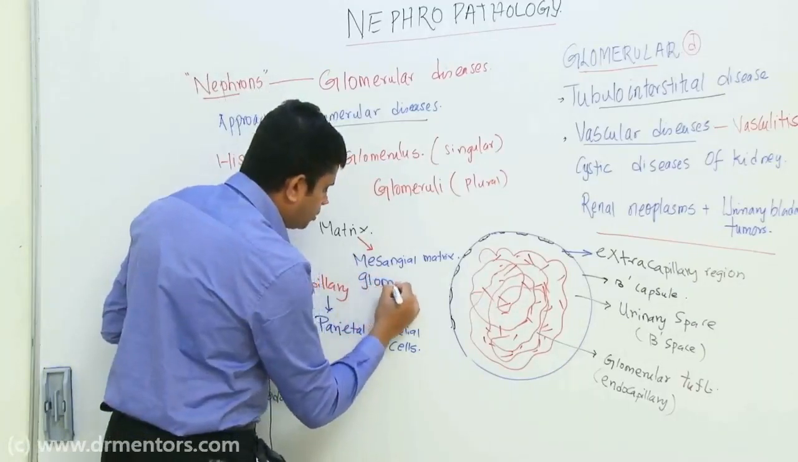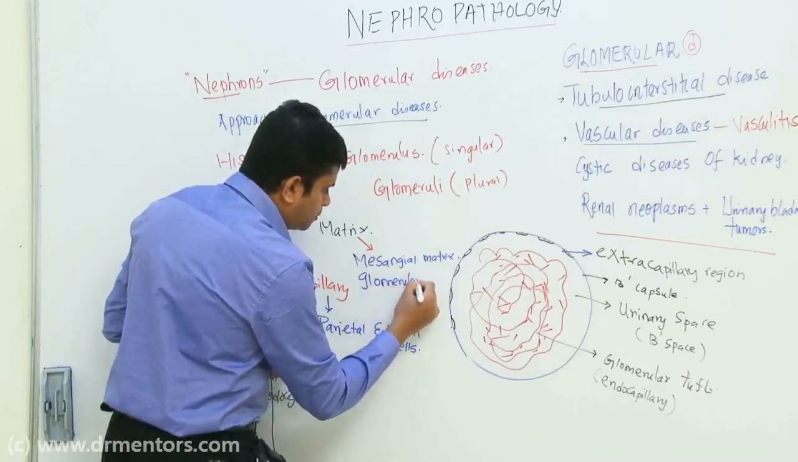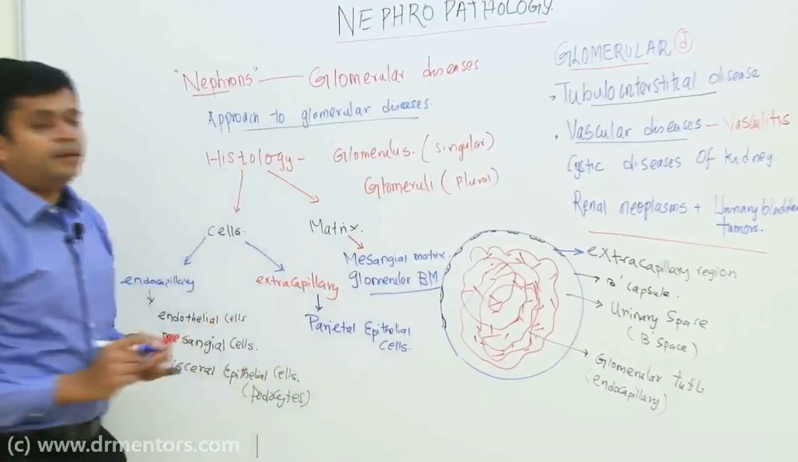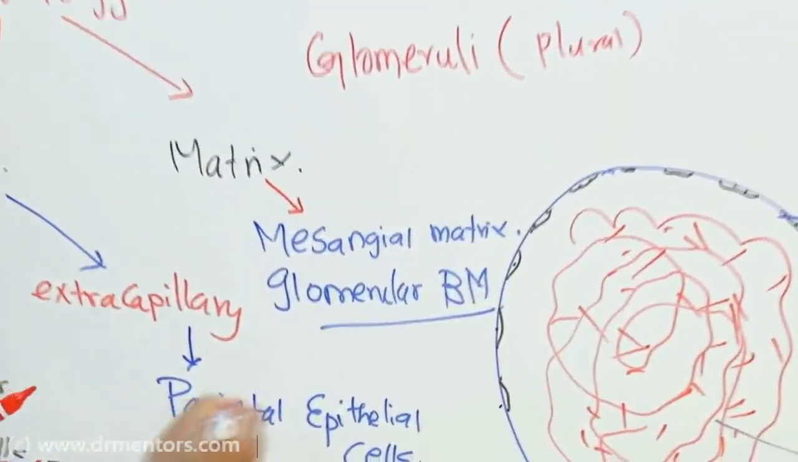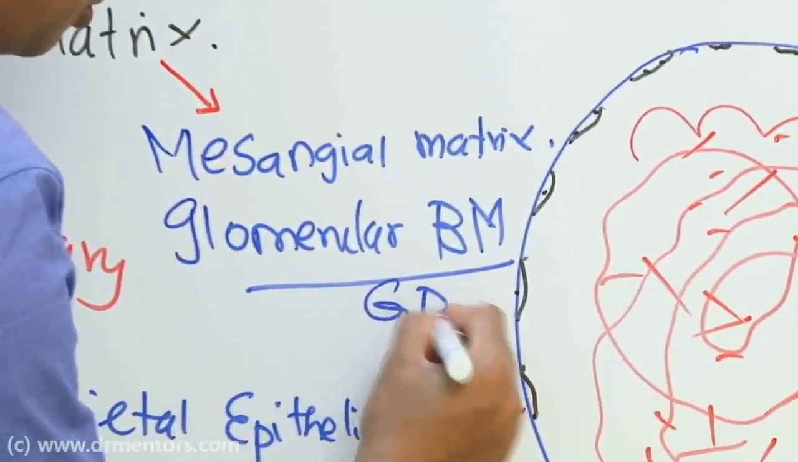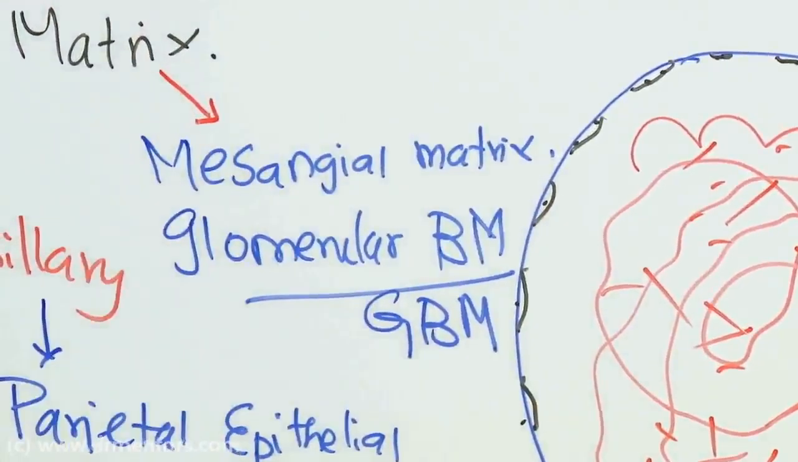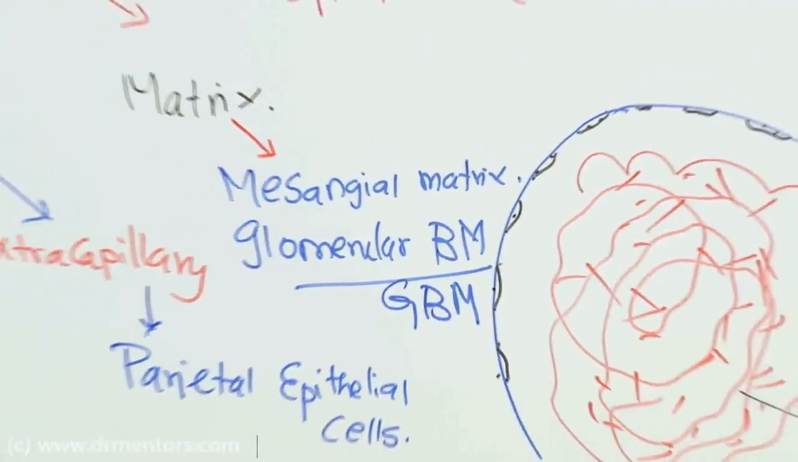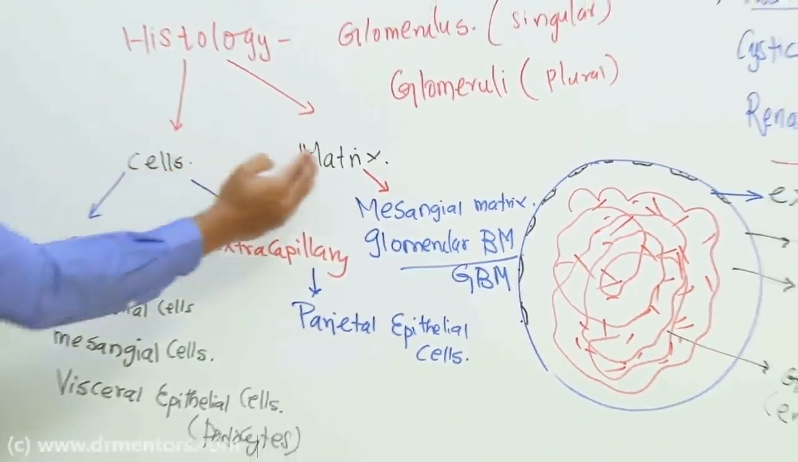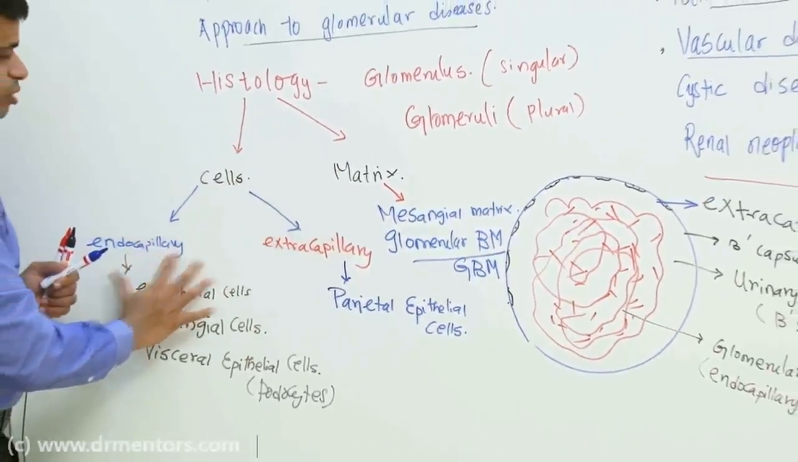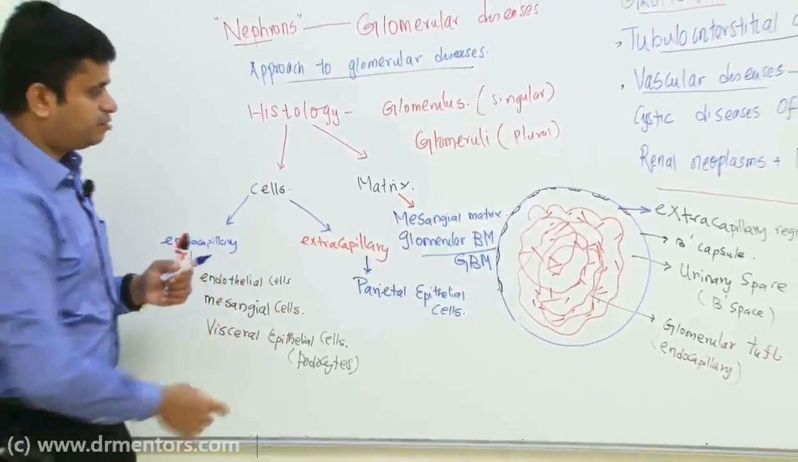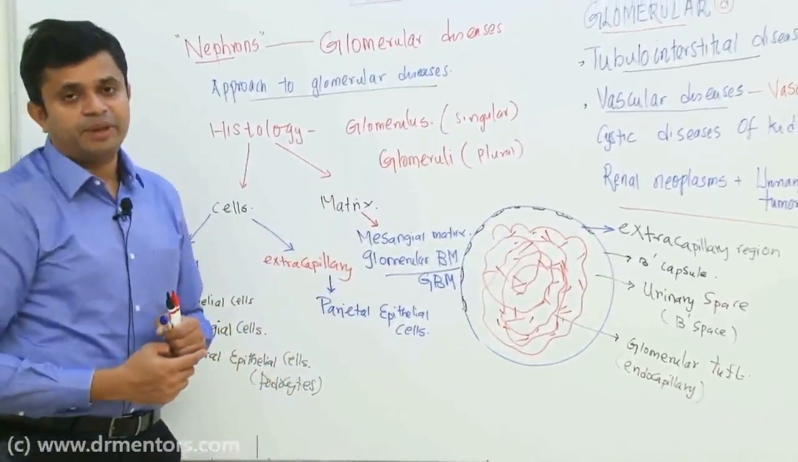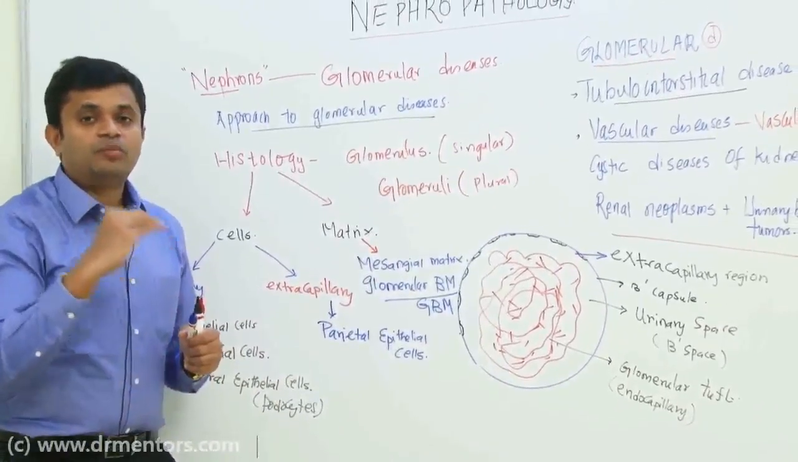Glomerular basement membrane. We call it GBM, glomerular basement membrane. So I think we have got both the answers. In any normal histology of the glomerulus, we have cells and matrix. Cells we said endocapillary, extracapillary. Matrix we said mesangial matrix and glomerular basement membrane.